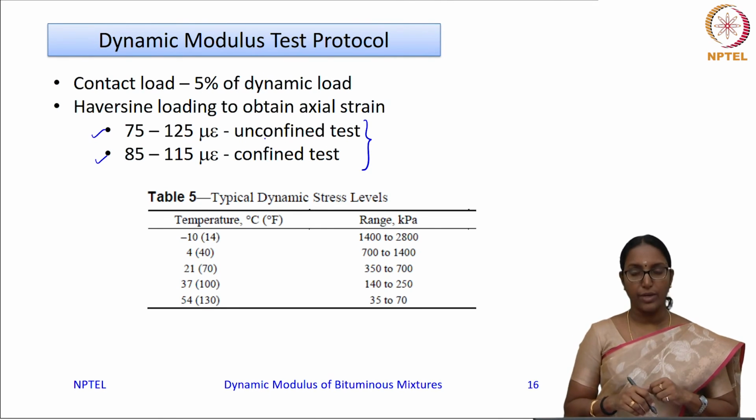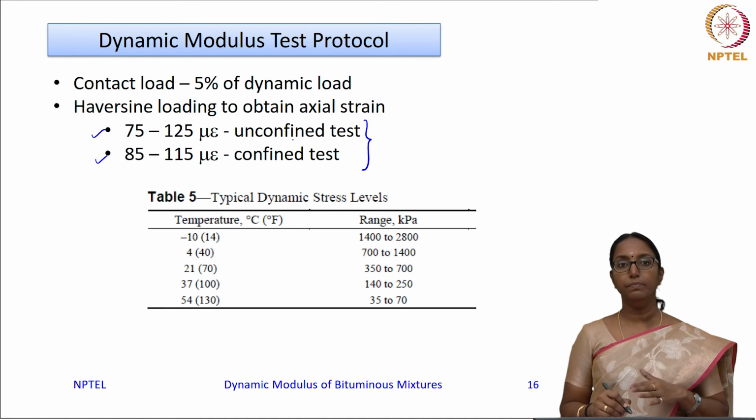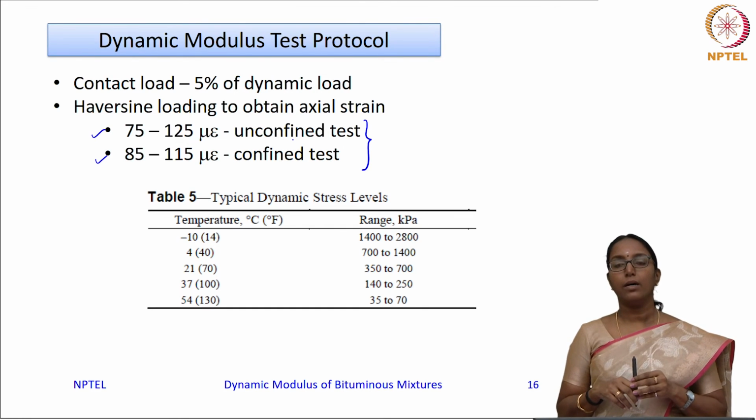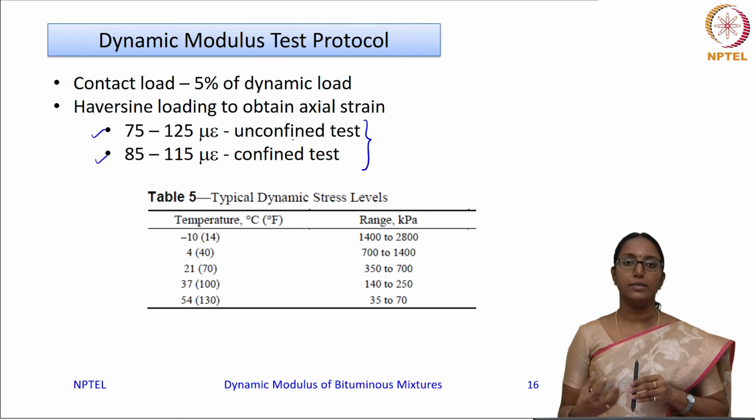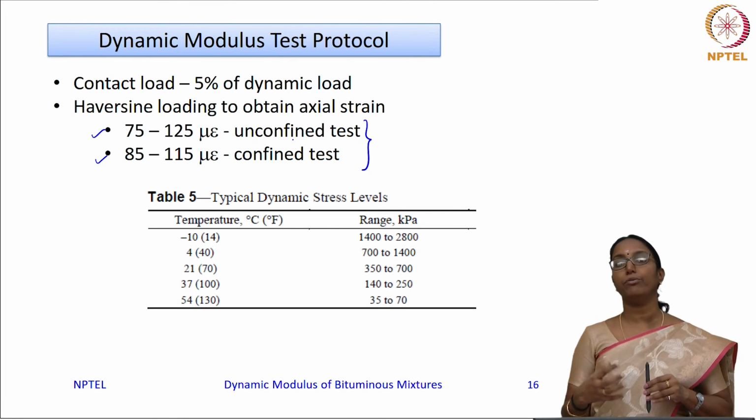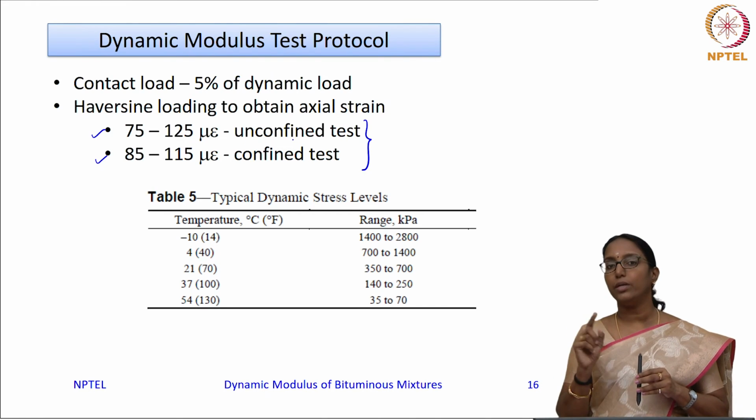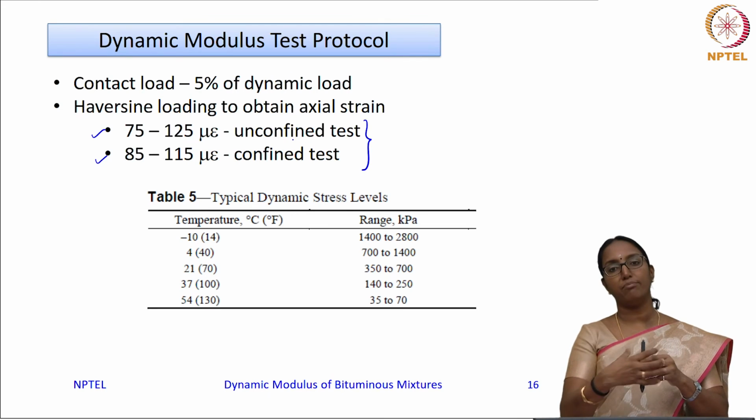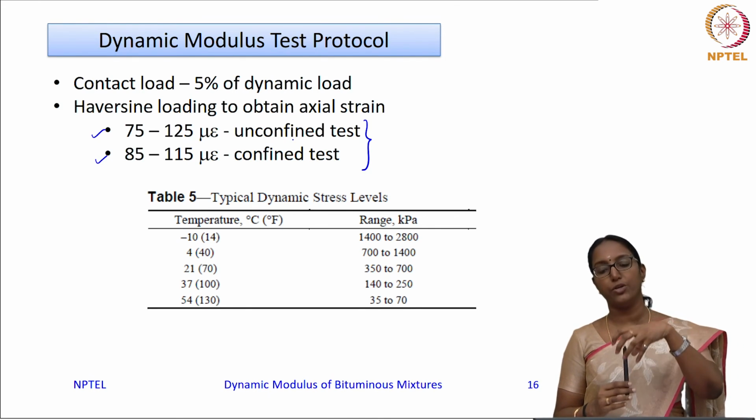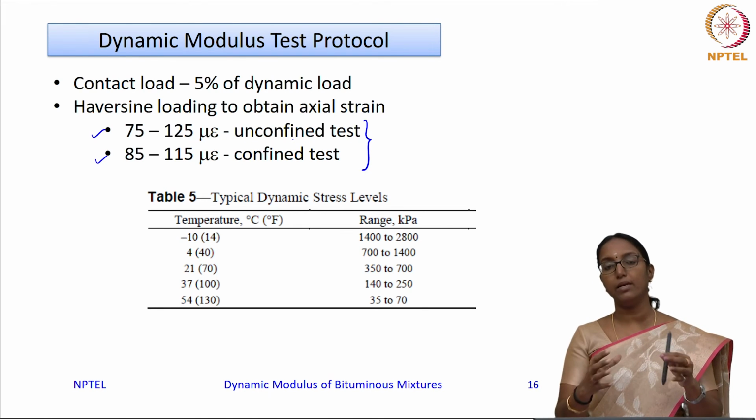And as I mentioned, there is unconfined and confined test. So you can do both ways. Your material in the field, if you consider, is actually subjected to a triaxial state of stress. So if you want to actually represent your sample in that way, you can do it in a confined test with the confinement applied all over. In that case, if it's a confined test, you have to cover the specimen with a rubber membrane so that the pressure is applied from all around.